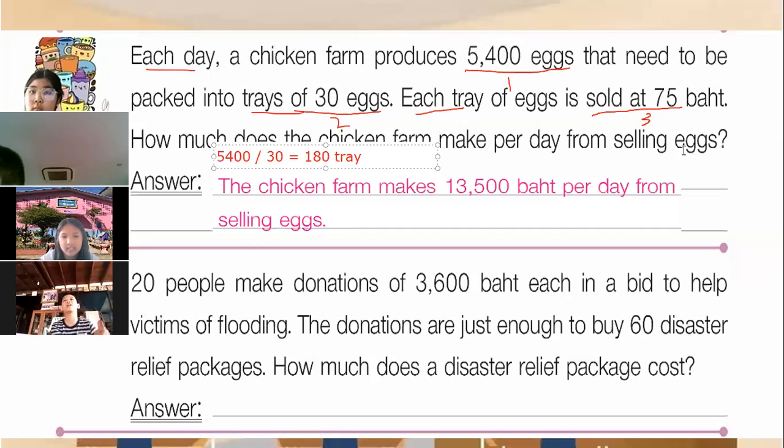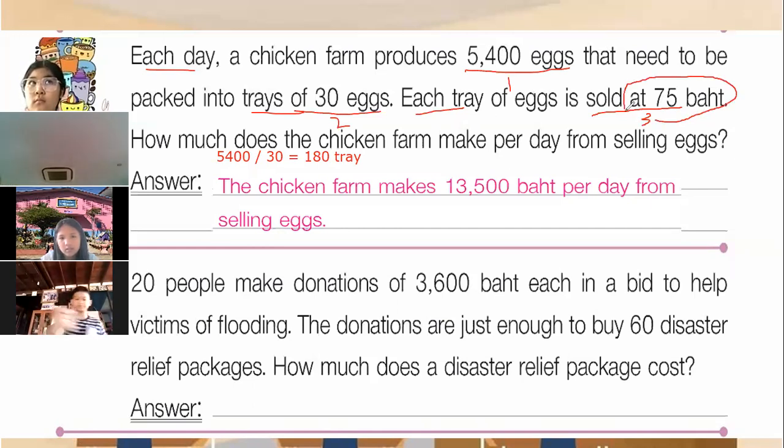Now, we have one piece of information already, okay. The chicken farm produces 5,400 eggs per day, right? And then they pack them into trays. Each tray has 30 eggs. So 5,400 divided by 30 is equal to 180 trays. So each day, the chicken farm has 180 trays. Now look at the third information. What was the third information? The third information is the price of each tray. Each tray of eggs is sold at 75 baht, okay?